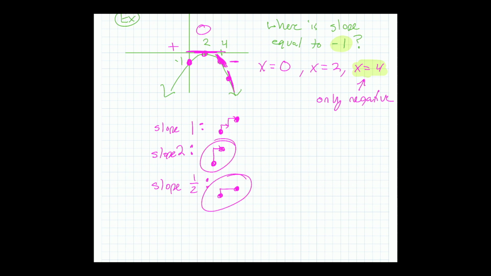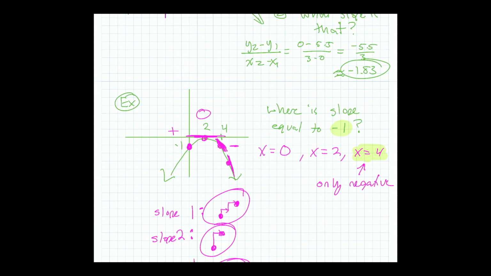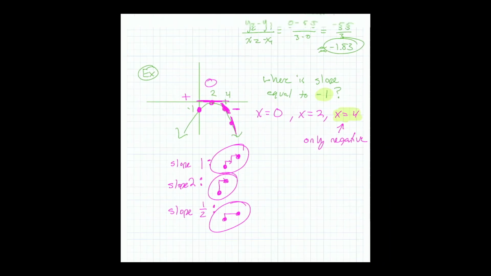There and there, right? You can tell the difference between those slopes and that slope just based on how steep it is. And that's really kind of the same thing we were doing in the previous problem, but we got a number in the previous problem.